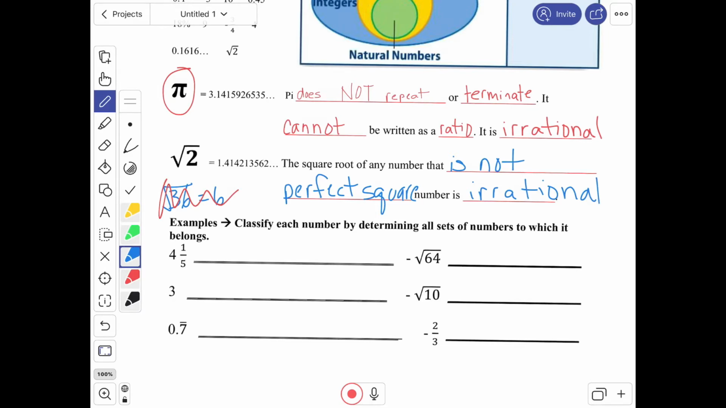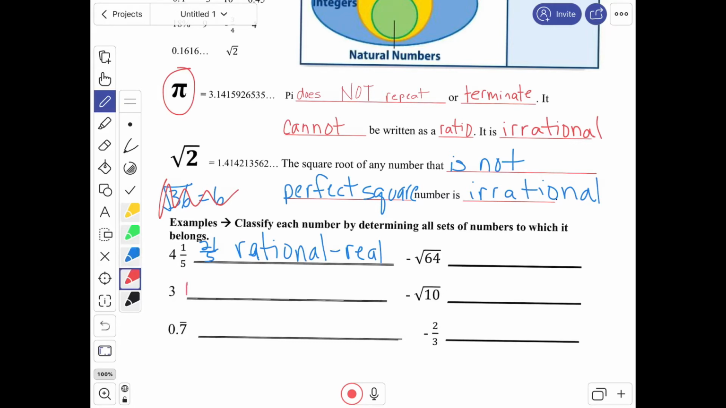Let's do some examples. We're going to classify each number by determining all sets of numbers to which it belongs. So 4 1/2, I could write that as just a fraction. It would be 21/5. It's not a whole number. So it's not the opposite of a whole number. It's only a fraction, so it is rational. And if it's in the rational category, it is also real.